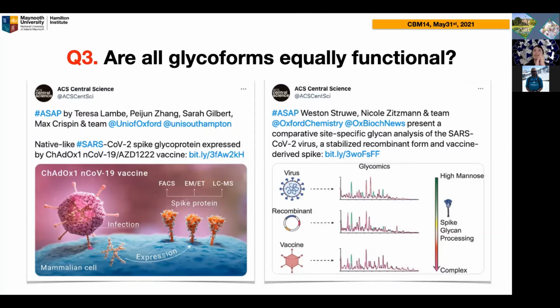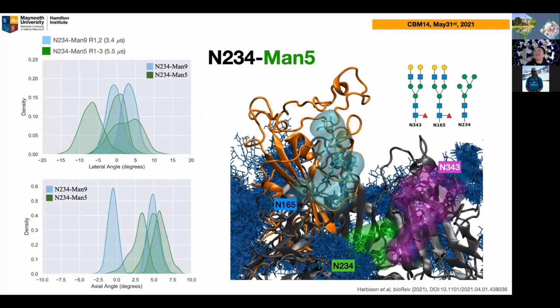This is a recent work that has been published in ACS Central Science, actually at the same time, on the Oxford AstraZeneca vaccine, on the virus itself, and on recombinant proteins. It shows that there is a different glycosylation in different types of spikes, and that depends on the accessibility of the protein, as you can imagine, by the glycotransferases and glycohydrolases, actually making the MAN5 the most probable glycosylation site at N234 for the viral protein and the vaccine protein, in this case for the AstraZeneca. So let's put that MAN5 on, and see what happens.